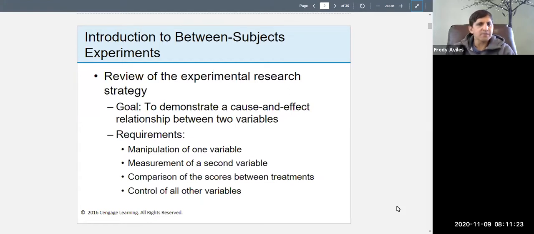That's usually your independent variable, right? And you're going to measure a second variable. That's your dependent variable. And then you compare the scores between treatments. You compare those, for instance, that received alcohol with those that did not, or those that did some exercise with those that did not, right? And you try to control all other variables, all other things that can have an impact on the outcome. You try to control those things so that they are not a factor.